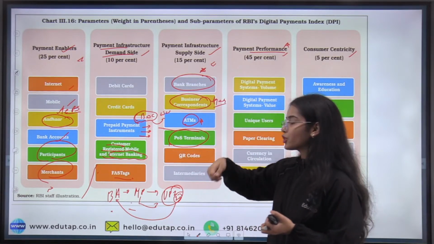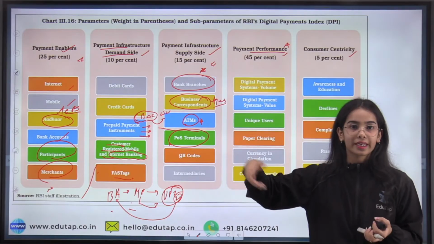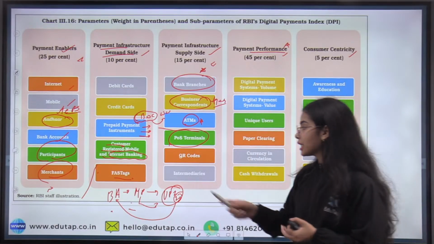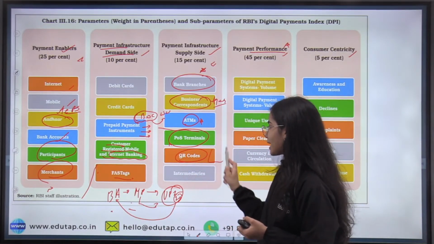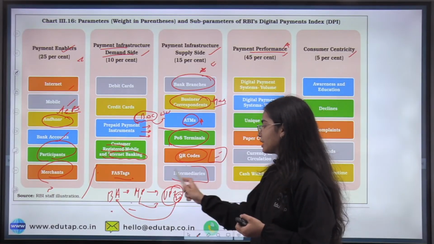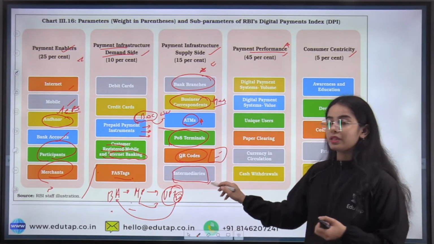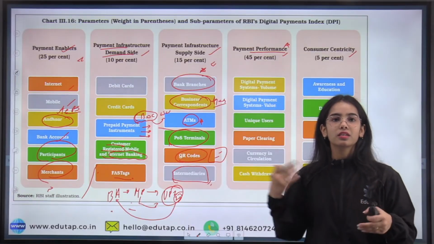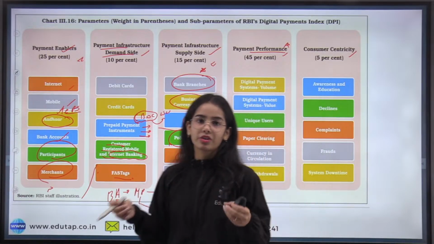POS terminals are there, through which we can swipe the credit card or the debit card to make payments. There are also QR codes, which we can scan to make payments. There are also the intermediaries, the agents that help us in the completion of transactions and such.